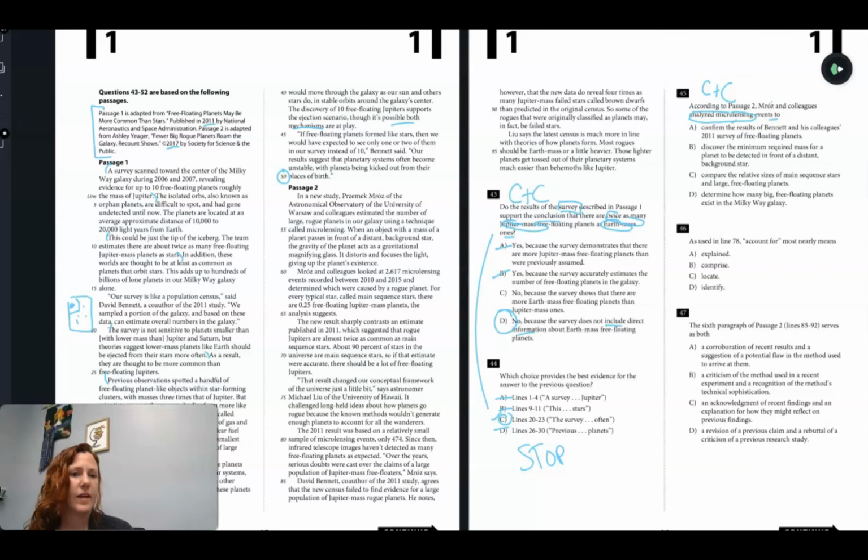As used in line 78, this word, so that is a clear word in context. Line 78, account for 6, 7, 8. The 6th paragraph of passage 2 serves as both, so purpose function. I'm going to go to 85 through 92. Notice that this takes over 2 pages. Don't forget to read these little chunks on the 2nd page. They often get neglected.